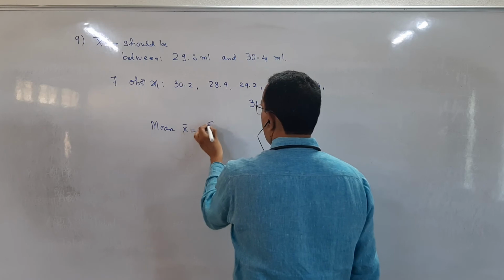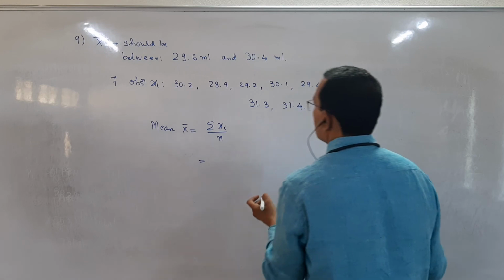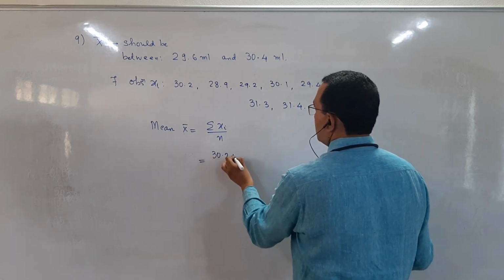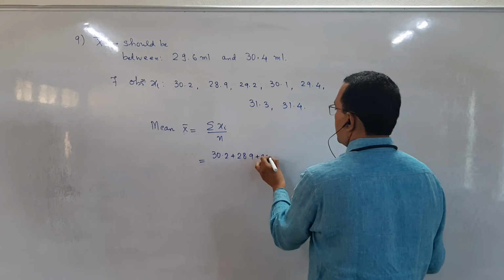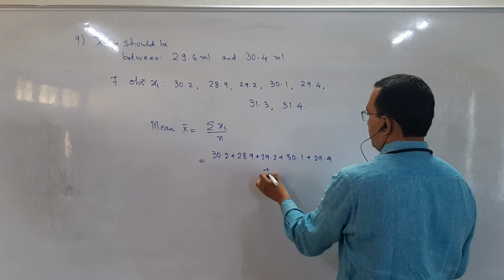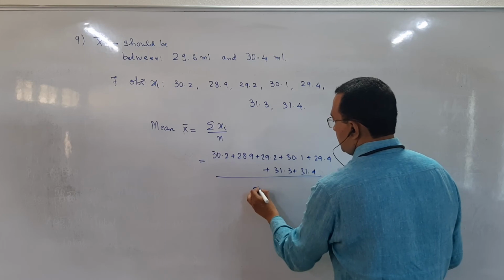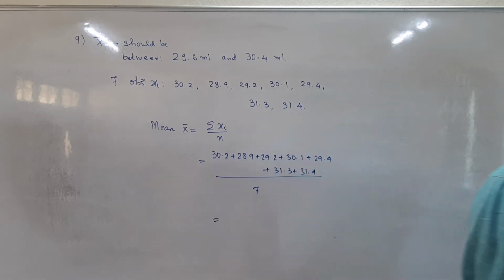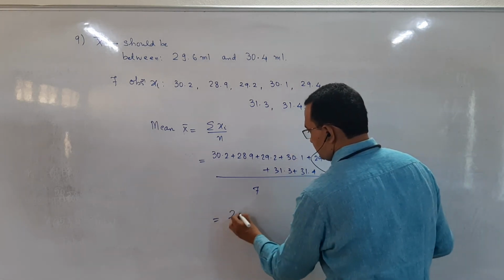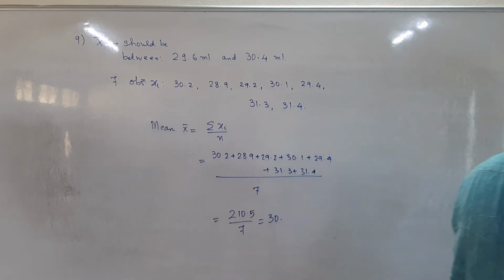Mean x bar is equal to summation xi upon n. So if I add all these observations, 30.2 plus 28.9 plus 29.2 plus 30.1 plus 29.4 plus 31.3 plus 31.4, divided by 7, then this total works out to be 210.5 itself. And finding the mean, we are getting the mean as 30.07 ml.